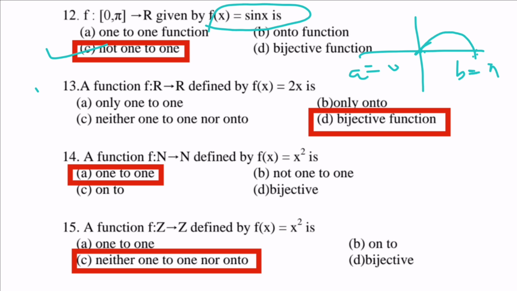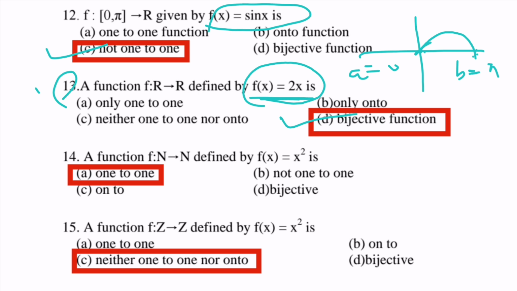MCQs 13. A function f from R to R is defined by f of x equal to 2x. What is it? So this function satisfies the condition of 1-1, and also satisfies the condition of an onto function. So the function must be a bijective function. Option D is the correct one.